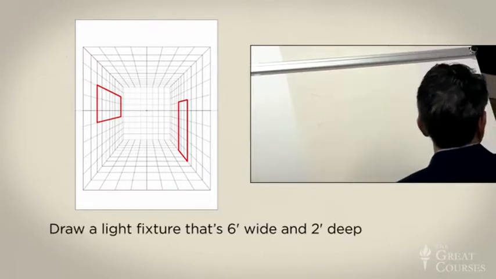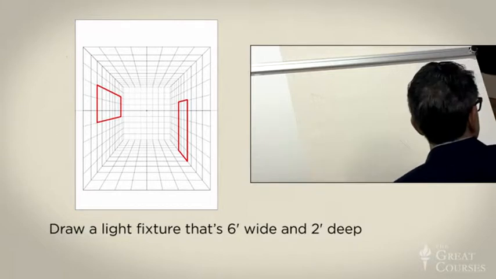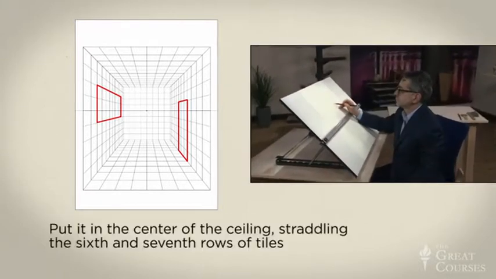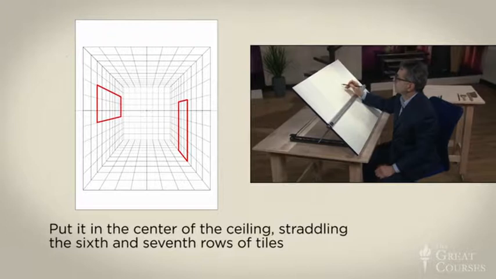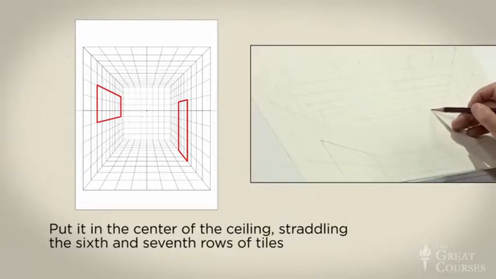Next, we'll draw a light fixture that's 6 feet wide and 2 feet deep. We'll put it in the center of the ceiling. It'll straddle the 6th and 7th rows of tiles.